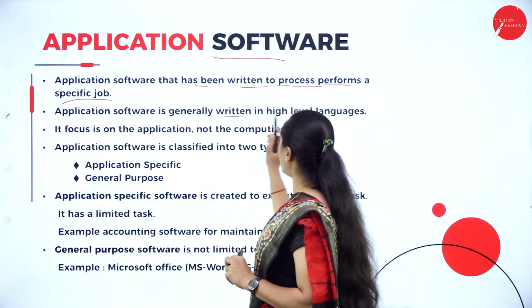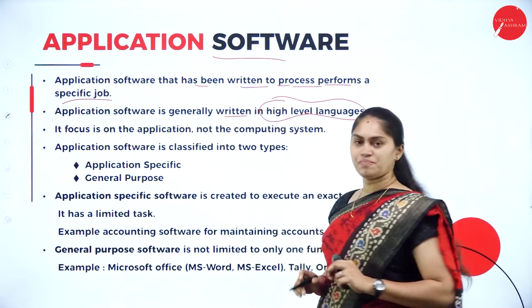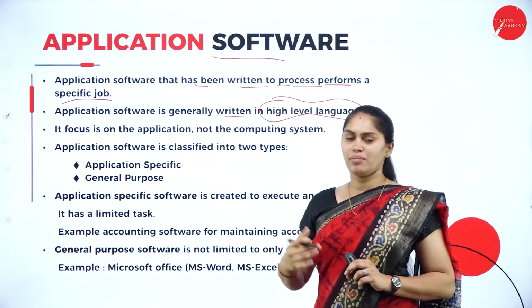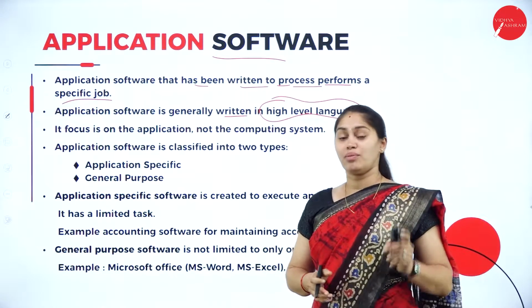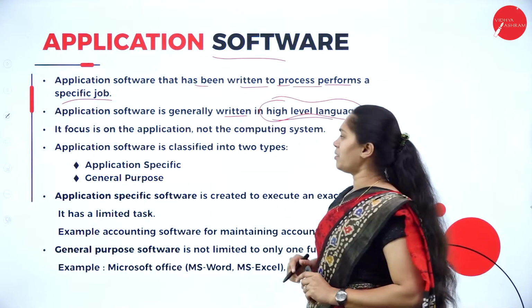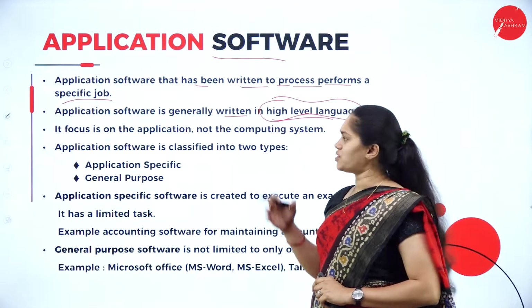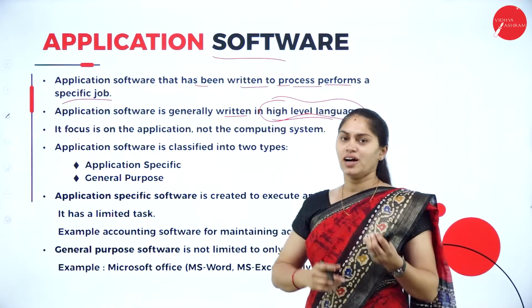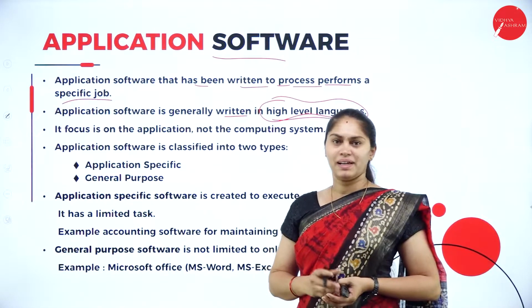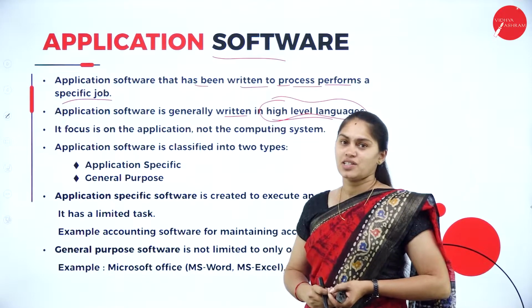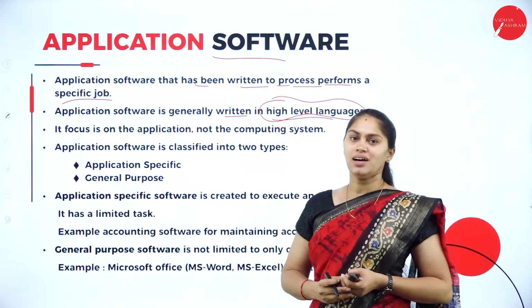Then this is written in high-level languages. We have low-level programming and high-level programming languages. By making use of these high-level programming languages, we are going to write this application software. So you can see the example of WhatsApp or any of the social media. All those are what? Application software, which are all meant for a particular purpose.